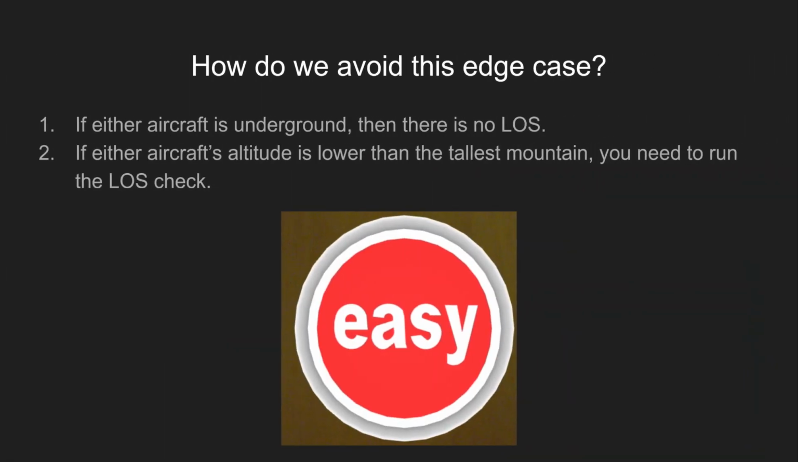Just exclude the solutions. Check to see if your altitude is below ground. If so, don't do it. That's not a solution. If your altitude is lower than the tallest mountain, you need to run the line of sight check. So what happens when we put this all together?